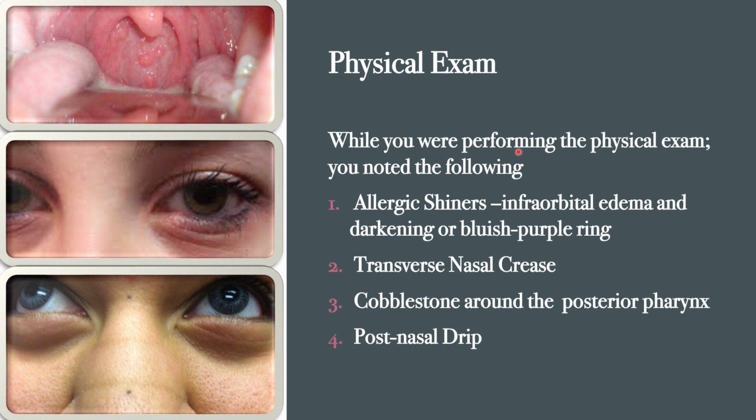As you perform the physical exam, you note the following. Allergic shiners, right here. They are considered infraorbital edema and darkening or bluish purple ring around the eyes. You also noted a transverse nasal crease right here. It's very faint, but it's right here. You also noted cobblestoning around the posterior pharynx, which is right here. And you observed a postnasal drip.